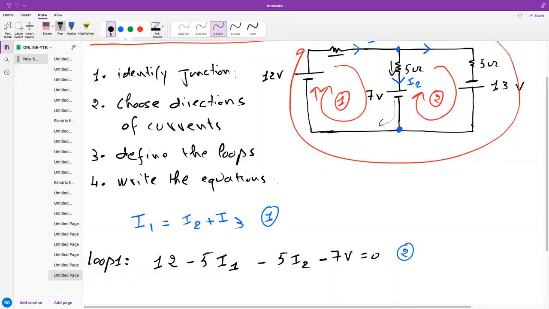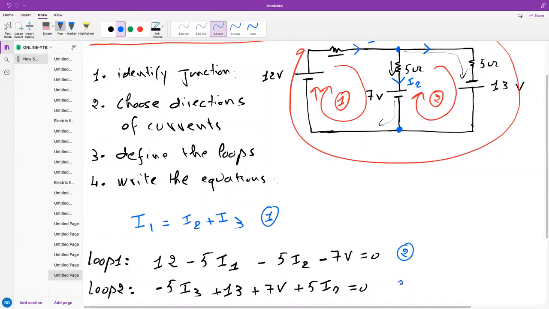And then I will go to loop number 2. If I start from any point, for example from here, and go this way, it will give me minus 5 I3, plus 13 volt, plus 7 volt, and plus 5 I2, because loop number 2 is going in the opposite direction of current I2, which means the potential difference across the resistor will be positive. So it is equal to 0. This is equation 3.